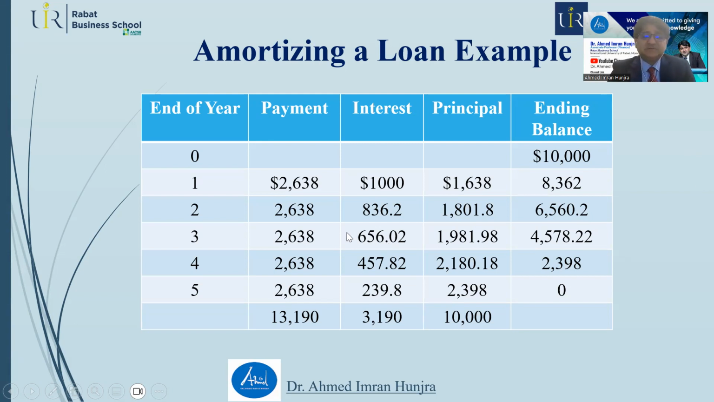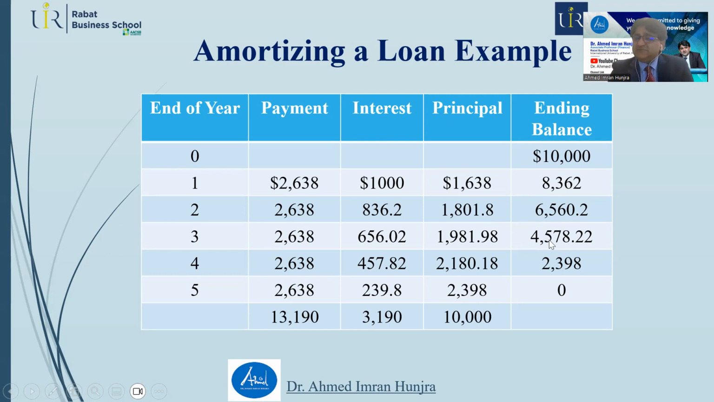So this interest payment is subtracted from the installment. So we are left with 1,981. So it will be the principal amount. Then we can find the ending balance. How can we find the ending balance? Last time period balance minus principal amount paid. So last time period amount minus current time period principal amount, we are left with 4,578.22. So repeat the process.